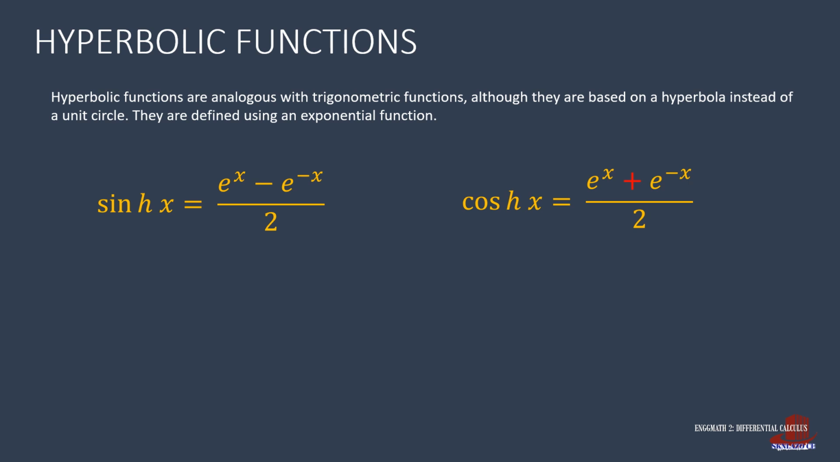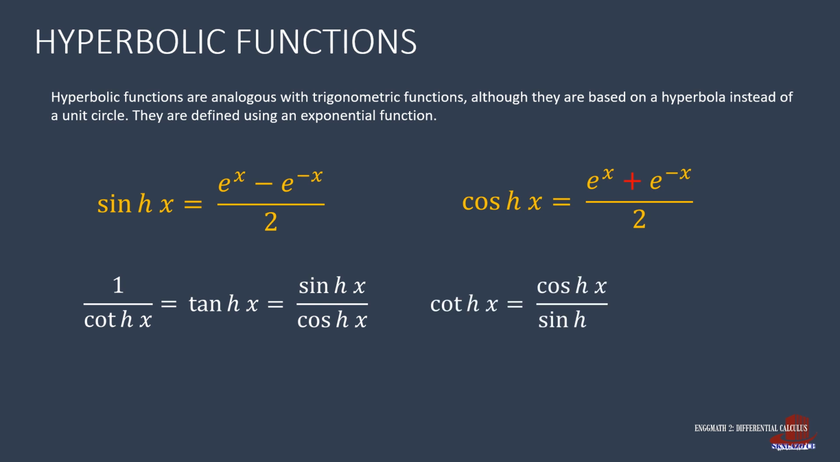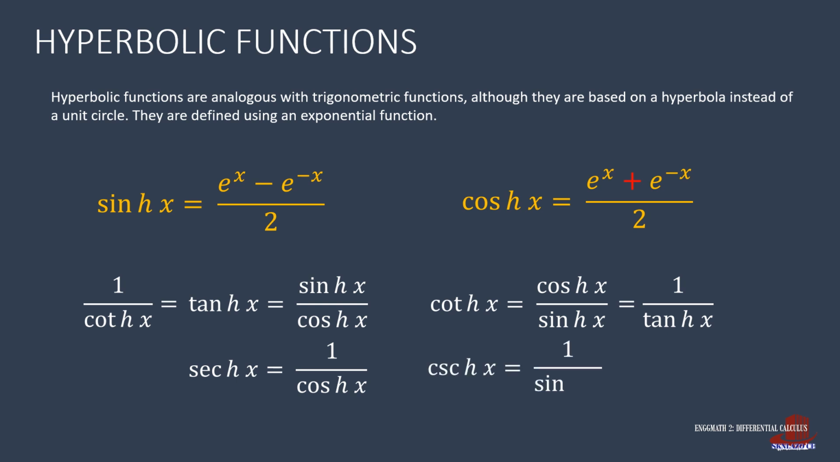The other functions are based on trigonometric identities, such as hyperbolic tangent, which is taken as hyperbolic sine over hyperbolic cosine. This is also taken as the reciprocal of hyperbolic cotangent. Then hyperbolic cotangent is hyperbolic cosine over hyperbolic sine, and also 1 over hyperbolic tangent. The other two functions are hyperbolic secant, which is the same as the reciprocal of hyperbolic cosine, and hyperbolic cosecant, which is also equated to the reciprocal of hyperbolic sine.